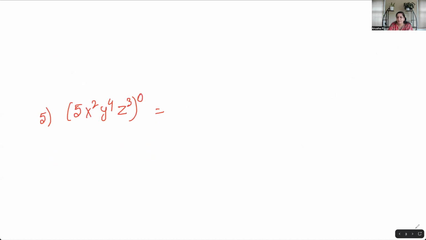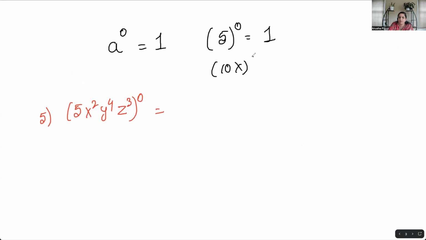Now, there is another important property that you have to keep in your brains, okay? A to the power of 0. Anything to the power of 0 is 1, okay? So, 5 to the power of 0 is 1. Or if you have 10x to the power of 0, it is 1, okay?